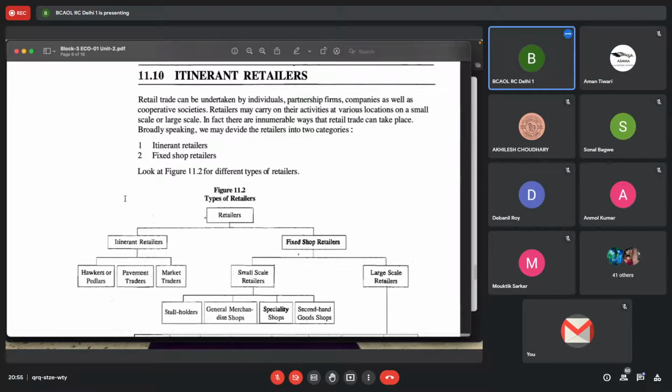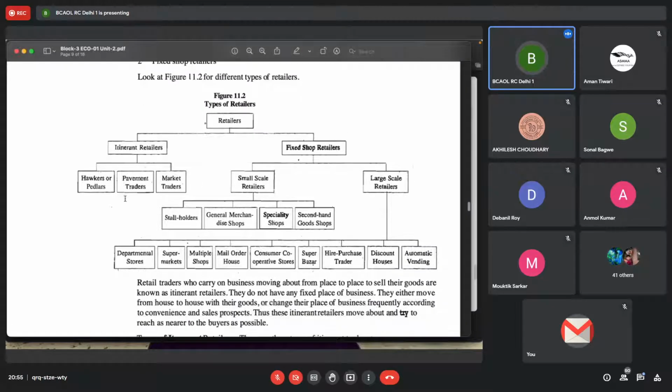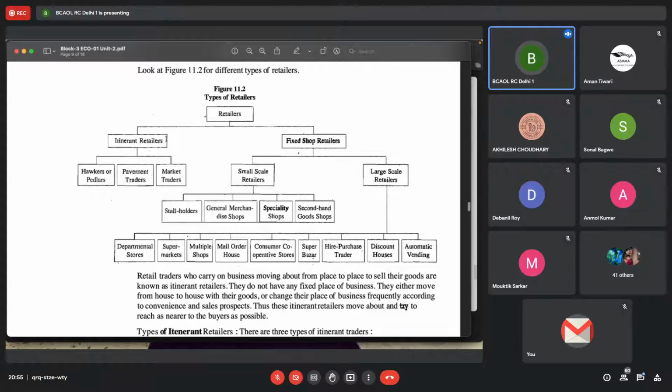Types of retailers. You have itinerant retailers, the people who are on the move, like your hawkers and peddlers and your markets. You have Tuesday market, Monday market, Saturday market, Sunday market. So these people are moving, the people who keep coming into your lanes to sell products. And then you have fixed shop retailers, small and large. Itinerant retailers are those who come to you. With a fixed shop, you have to go to them.